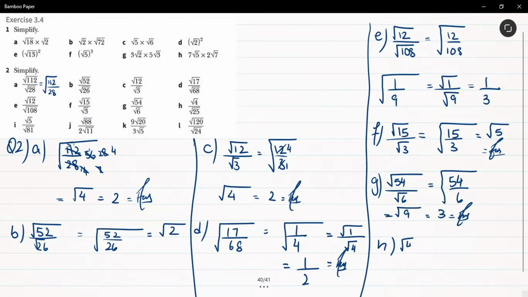Let's go on to part H. Under root 4 divided by under root 25. Now, many people would start going on for the same thing we would have done before, under root 4 divided by 25 and so on. But that would be really wrong of you. I mean, the answer is clearly in front of you. So what's under root 4? Just directly solve this out. Under root 4 is equal to 2. Under root 25 is equal to 5. So 2 over 5. That's the answer.